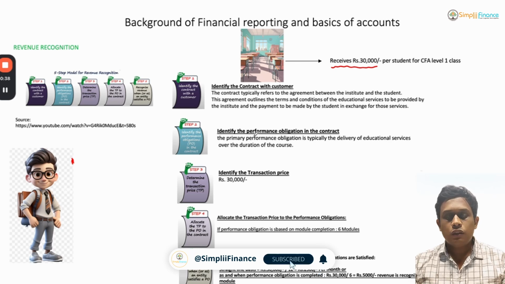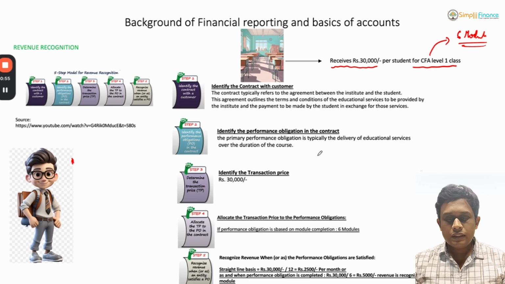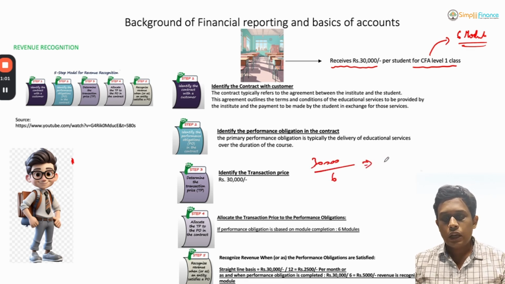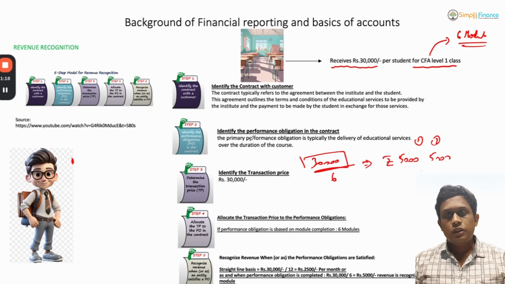The second step is to identify the performance obligation. So let's split up the CFA level 1 curriculum into 6 modules, for example. So as and when we finish each module from our coaching center, we will start recognizing that as revenue. So in this case, 30,000 for the entire fees is going to be split up into 6 modules. So as and when each module gets completed, we start recognizing 5,000. In such a way, at the end of the 6th module, we would have recognized the entire 30,000. So this was the revenue recognition according to the IFRS.